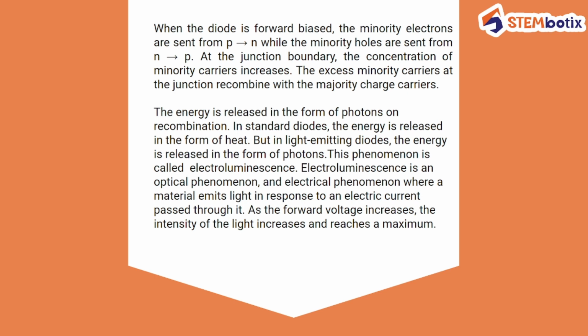As the forward voltage increases, the intensity of light increases and reaches a maximum. So with the increase of the forward voltage given to it, the intensity of light will increase gradually, and at a certain point it will reach its maximum intensity. At some specific forward voltage, there will be a maximum glow or maximum illumination of light.